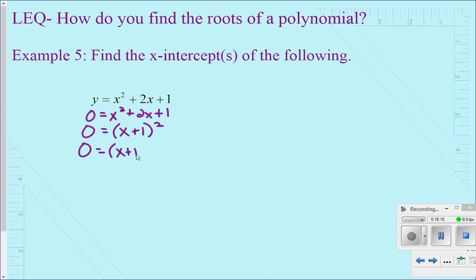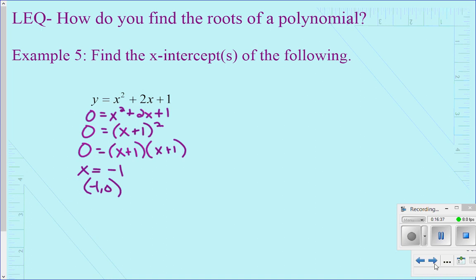Really, that's just x plus 1 two times. So that means x is equal to -1 twice. Later in the unit, we'll talk about the significance to that, why we're getting -1 twice. But you don't have to write it twice. And then I just have to write that as a coordinate point. -1, 0 is the x-intercept.